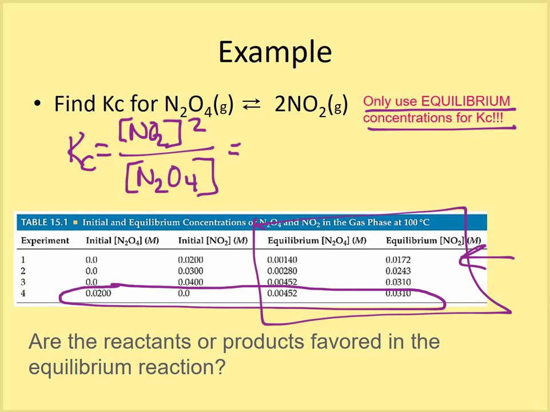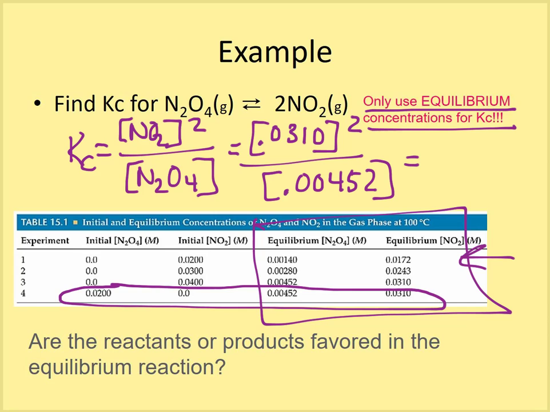So I'm going to put my NO number, and remember I have a formula there. It is squared, so don't forget to do that. And there's my N2O4 value, and let me just do the math. I get a value of 0.213. So this tells me that I have more reactants at equilibrium.